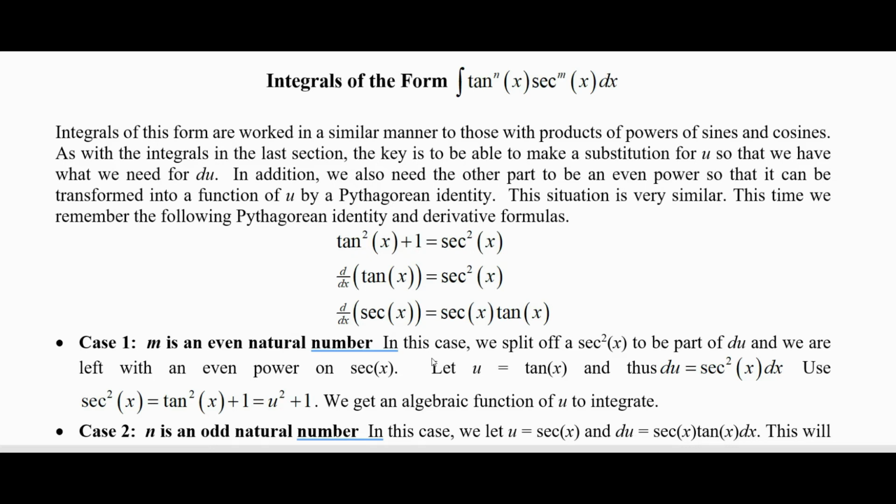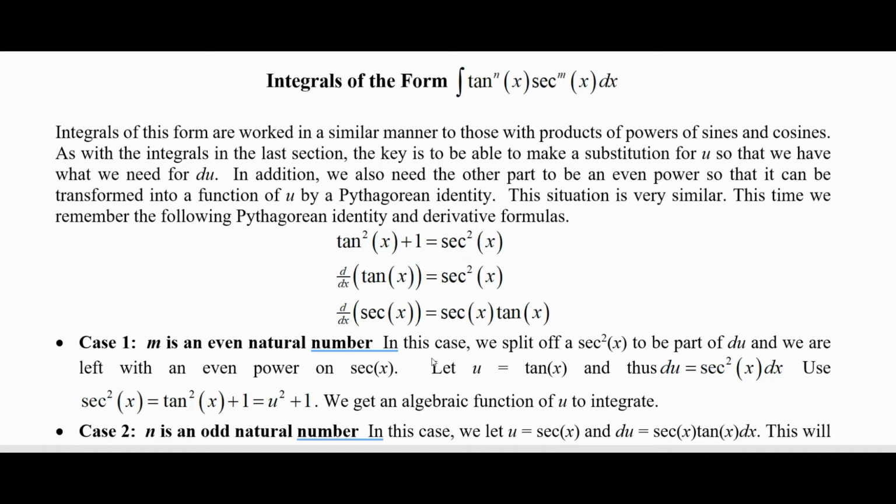Hello, let's continue looking at some trigonometric integrals. In the last video we looked at integrals of the form sine to the n of x times cosine to the m of x dx, where n and m were constants. In a similar manner, we're going to look now at integrals of the form tangent to the n of x times secant to the m of x dx. And they work in a very similar way to what we did before with sines and cosines.